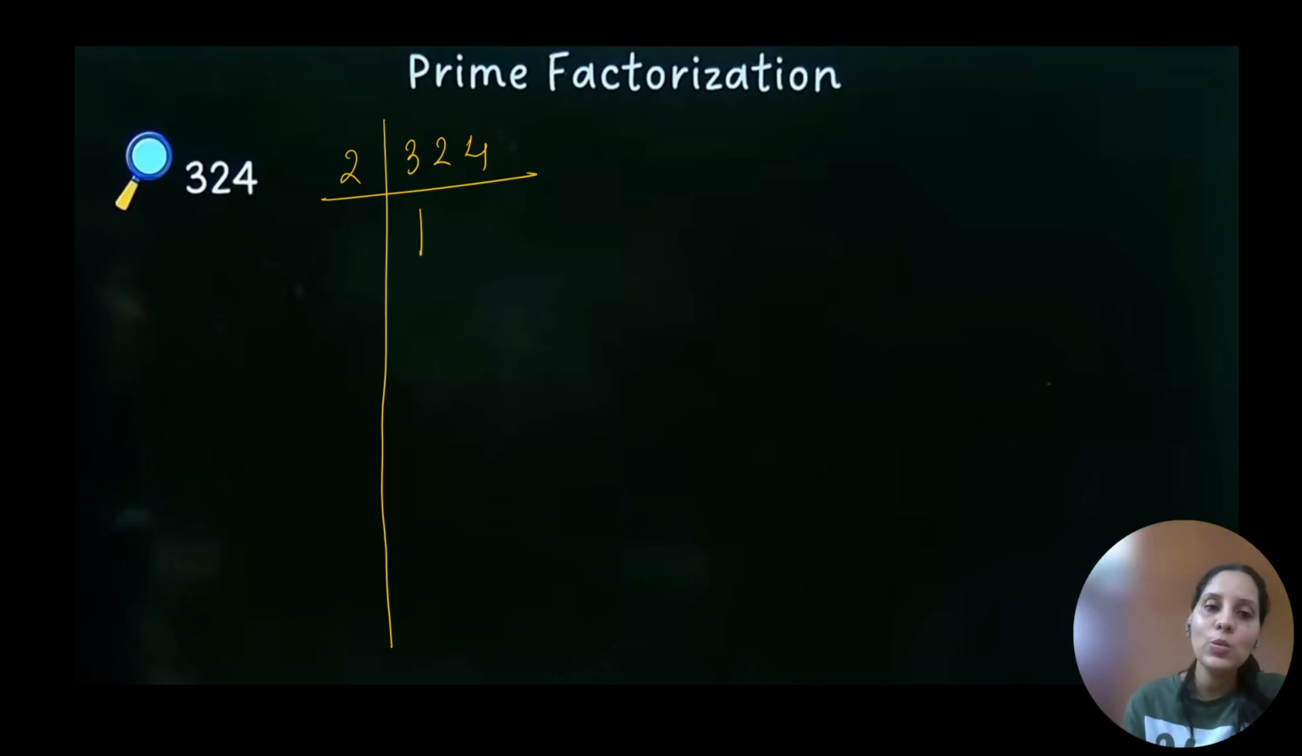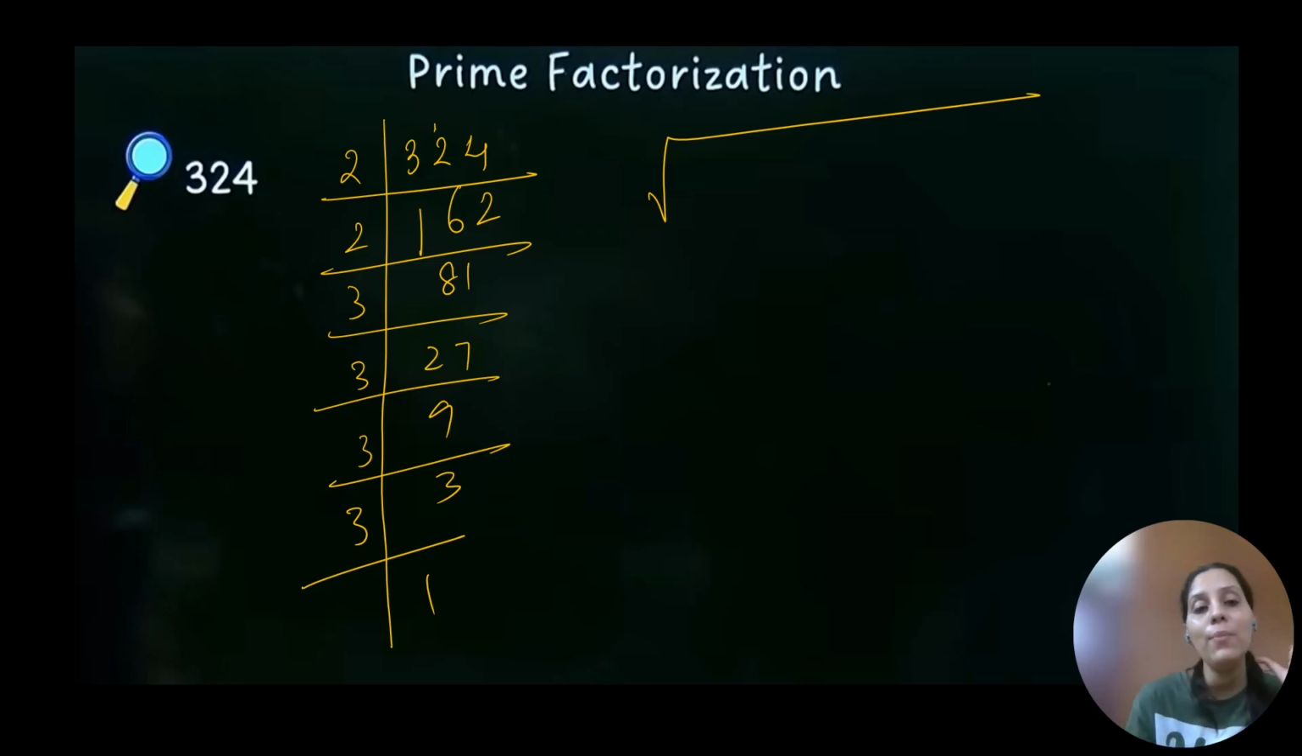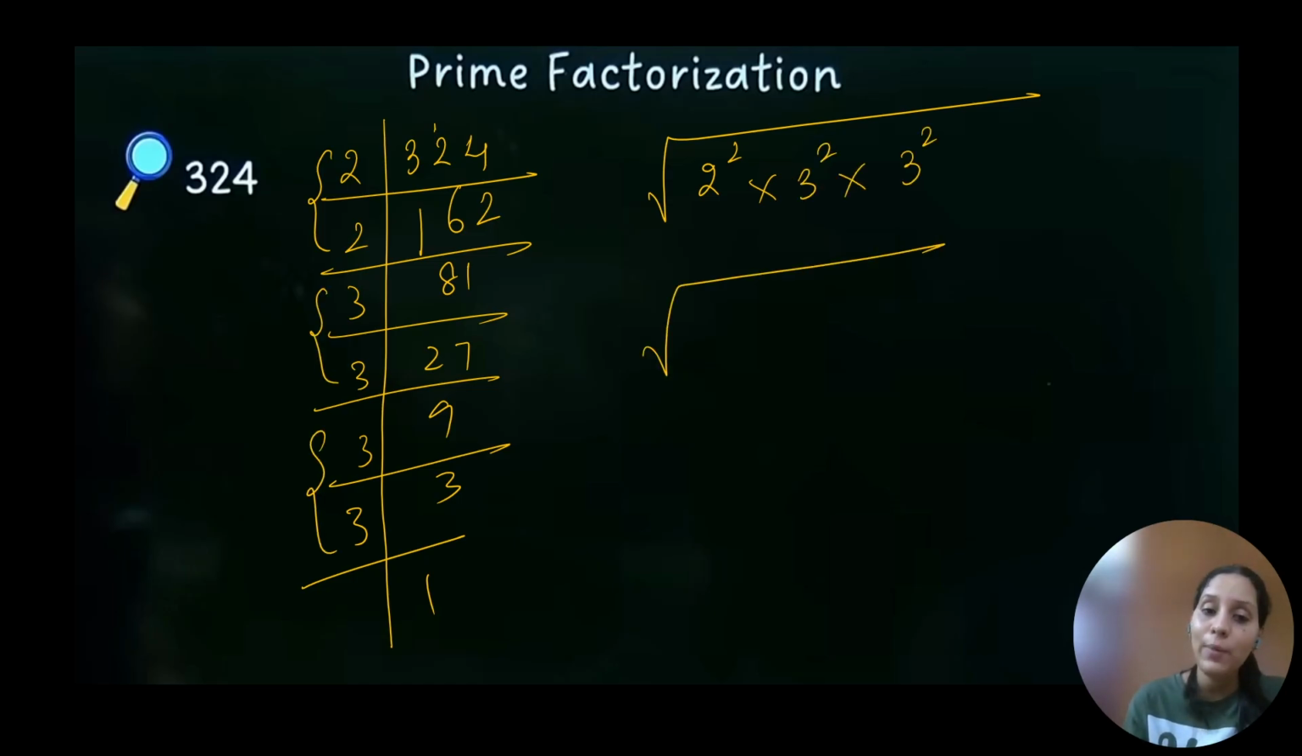So 2 ones are 2, 2 sixes are 12, 2 eights are 16, 3 threes are 9, 3 ones are 3. Since you are finding the square root, you will make every number into pairs. 2 square, 3 square, and then 3 square. So I can club them and write (2 into 3) whole square. The square and the root get cancelled.